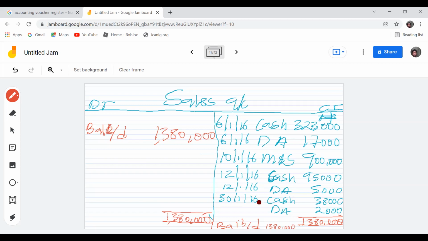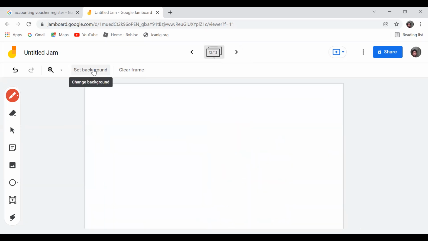So it is all this balance that we are not going to be taking when we are preparing our trial balance. Before we go to any other one, let me prepare a discount allowed account. Let's have a ledger for discount allowed.